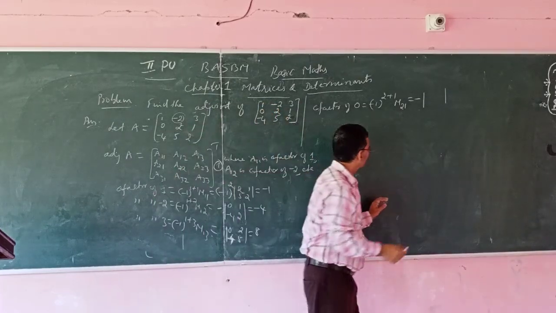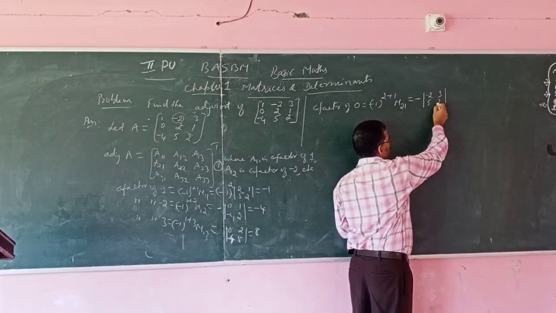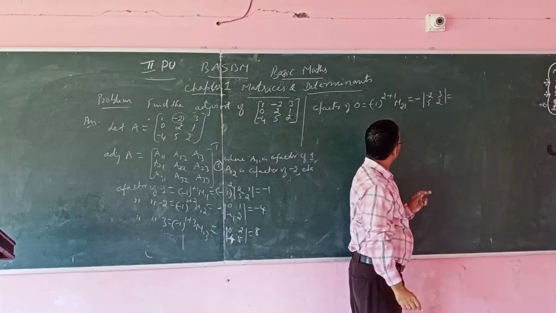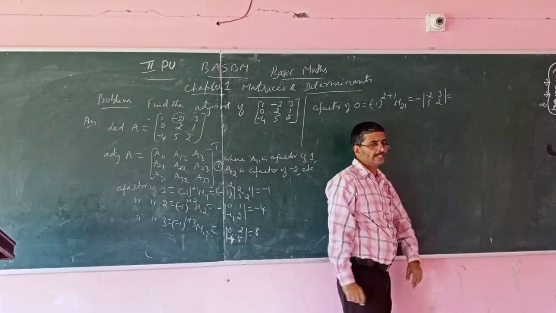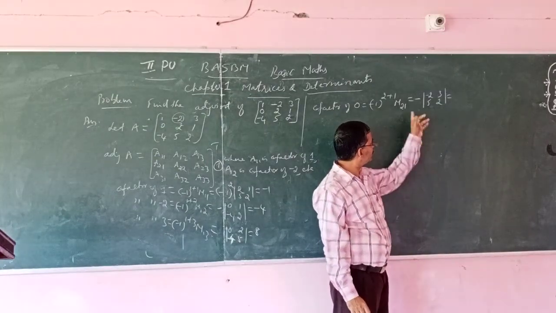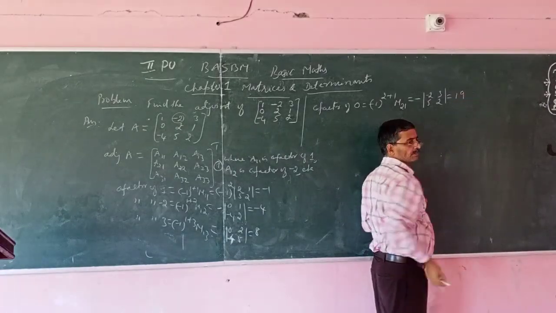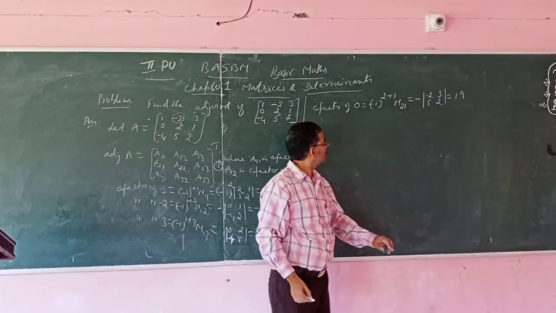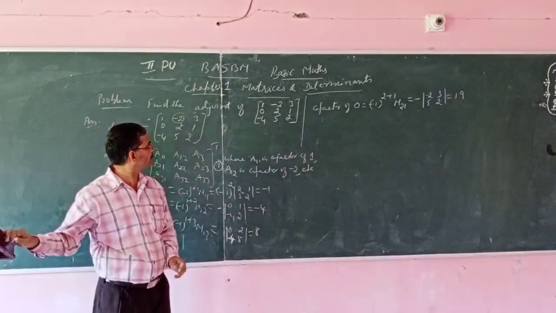minus 2 3, 5 2. So what is this? This is minus 2 into 2 minus 4, minus 4 minus 15 is minus 19. Minus 19 minus sign, so plus 19. Calculation you can do easily. Like this you will calculate all the remaining ones.